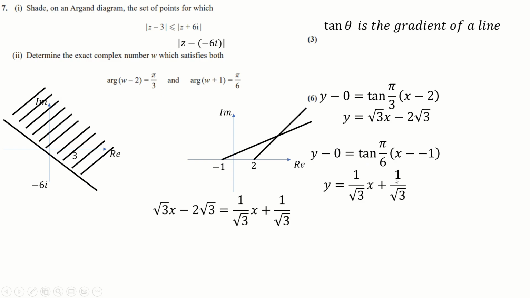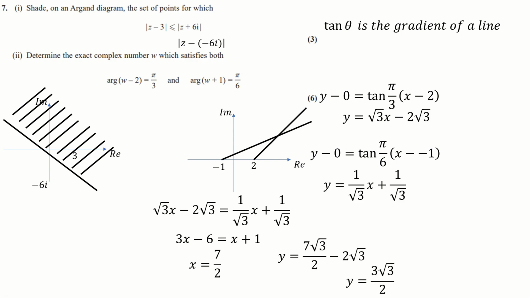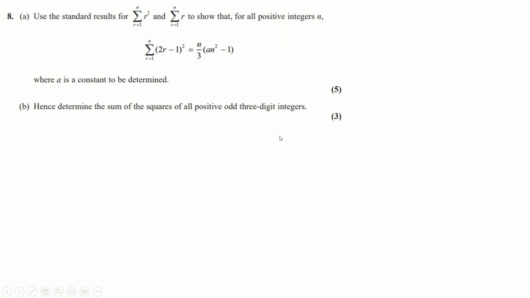You can times by root 3, which is very nice. You get x is 7 over 2. Which means you can then substitute that back in, I guess, to either one of these two lines. It doesn't matter which, to work out y is this. And then the complex number, remember this is originally a complex number question, is just 7 over 2 plus 3 root 3 over 2 i, because that's just the amount across and the amount up to get to this point here. And we're done with that question too.